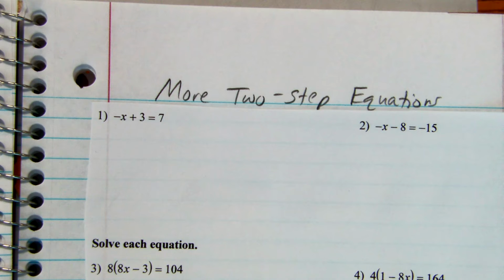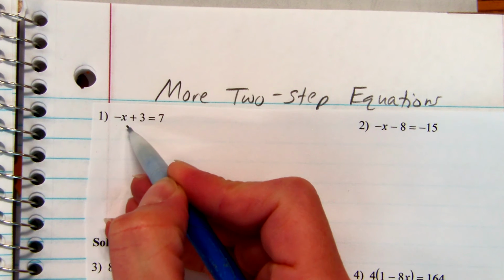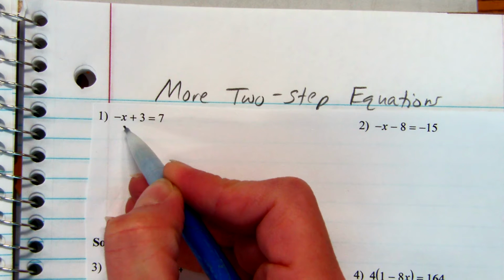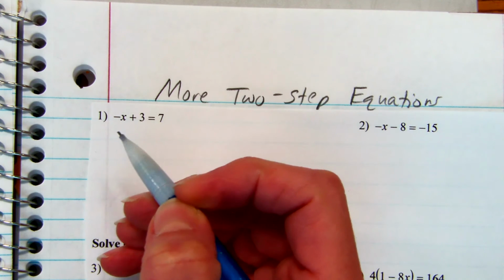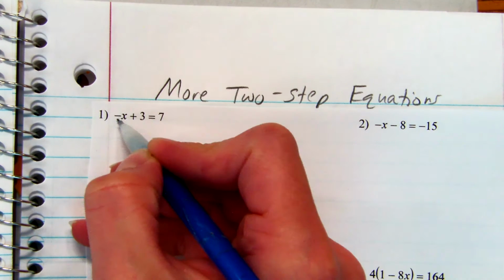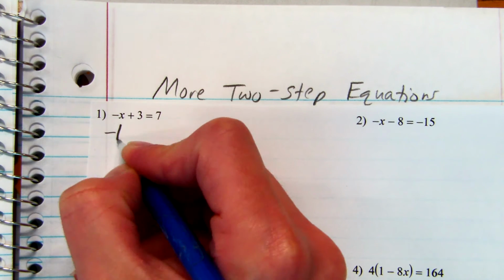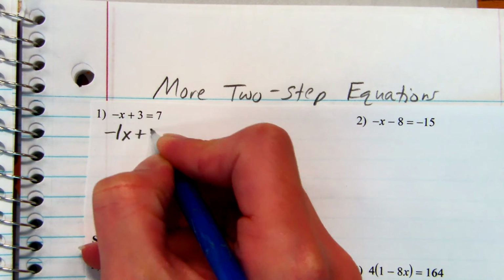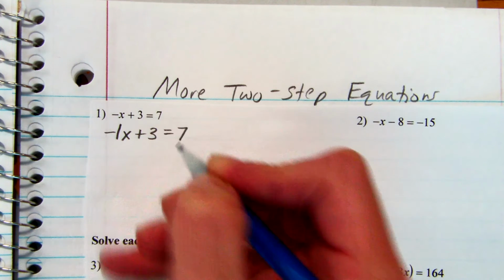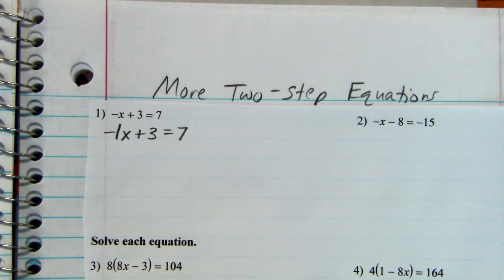I want you to think back when we were talking about algebraic expressions and coefficients. When I have negative x, what's the coefficient? 1. So in this case, it would be negative 1, right? So we're going to rewrite this as negative 1x plus 3 equals 7. And that's going to help us when we get to the second step to know what to do.